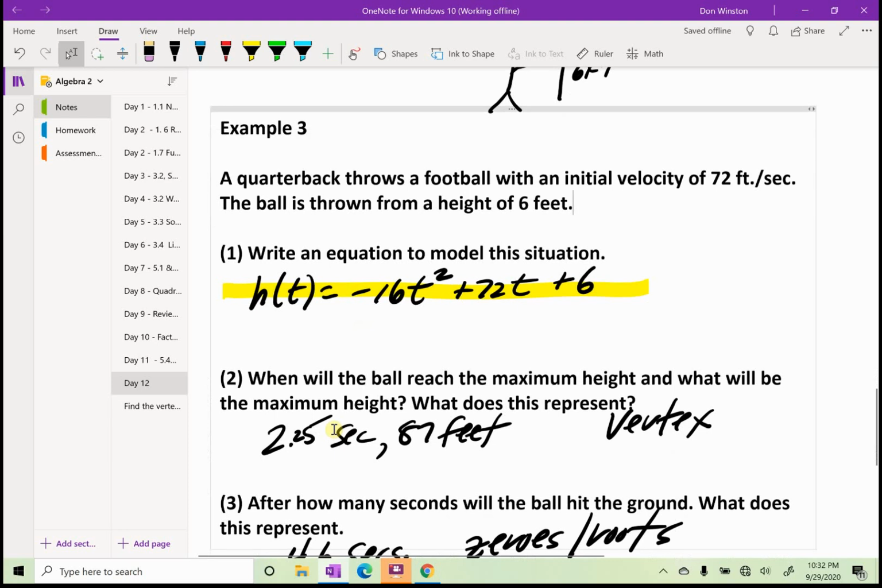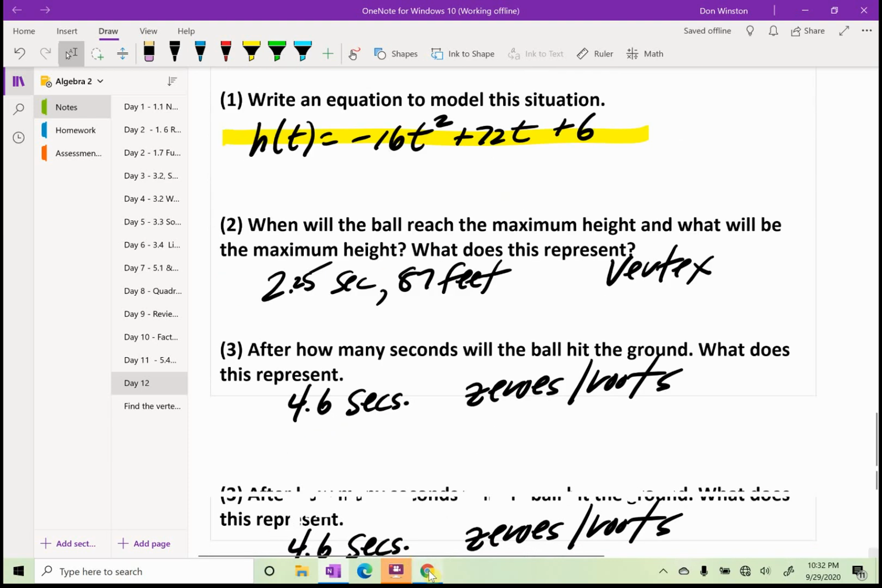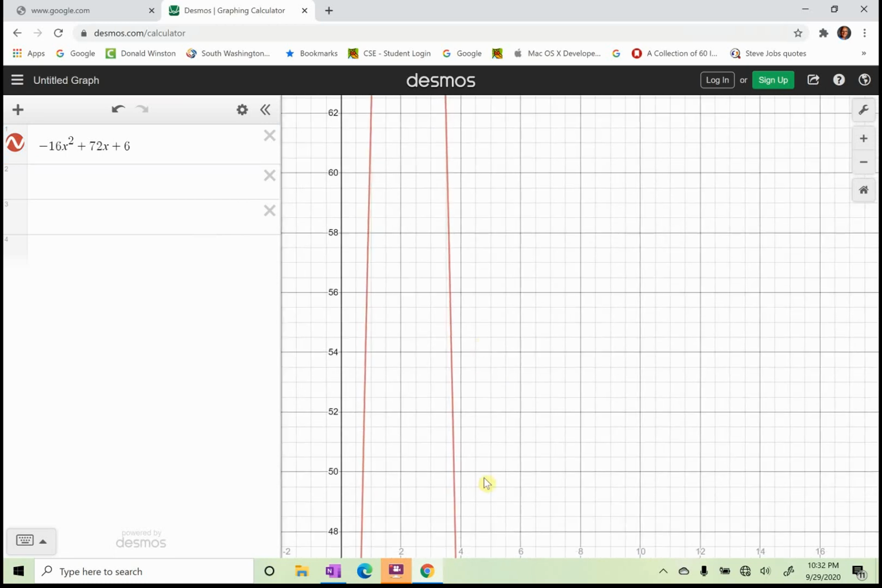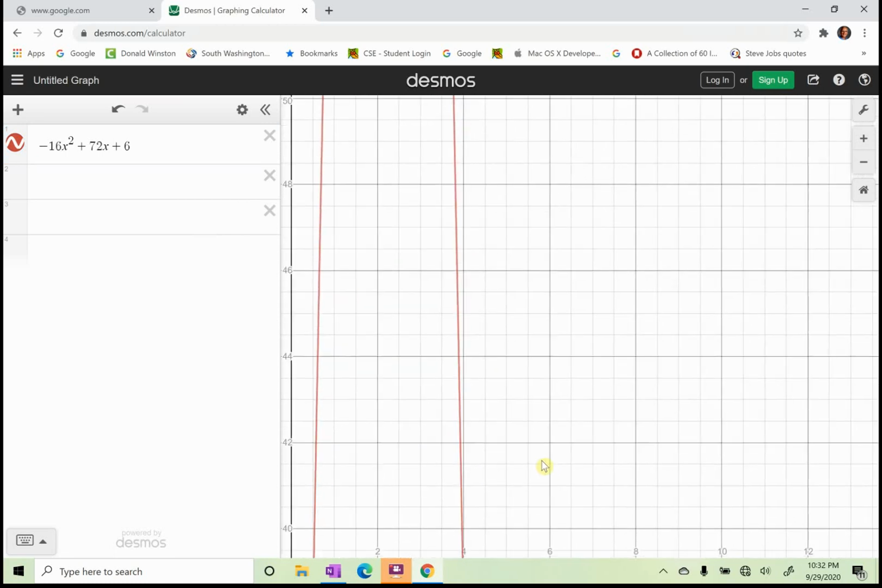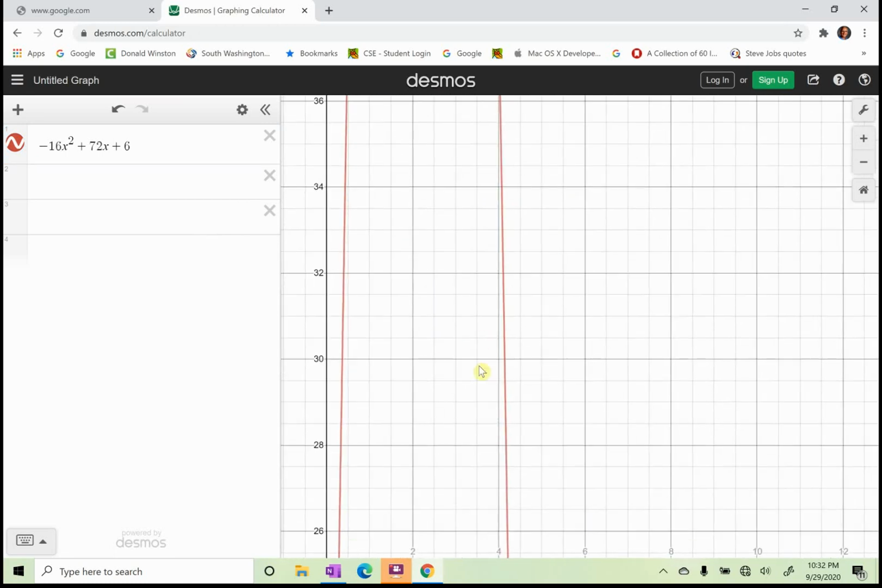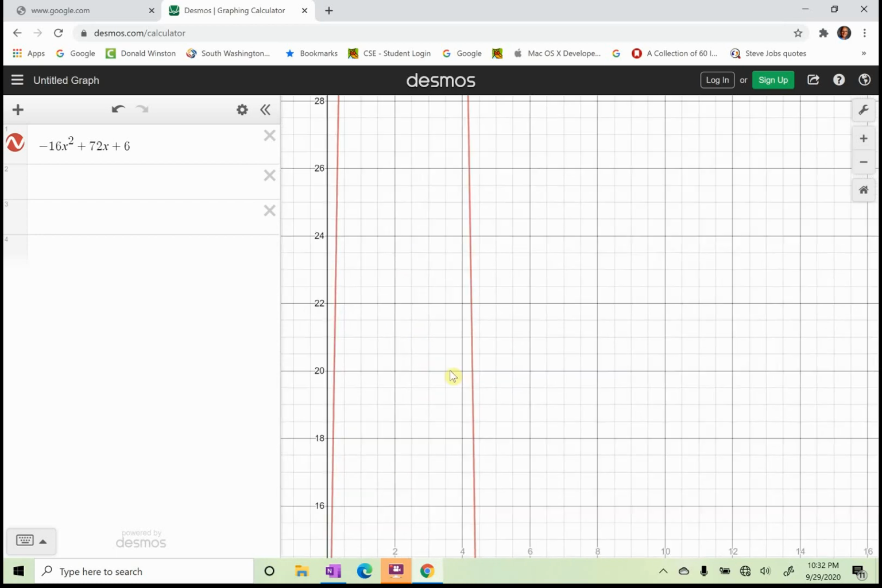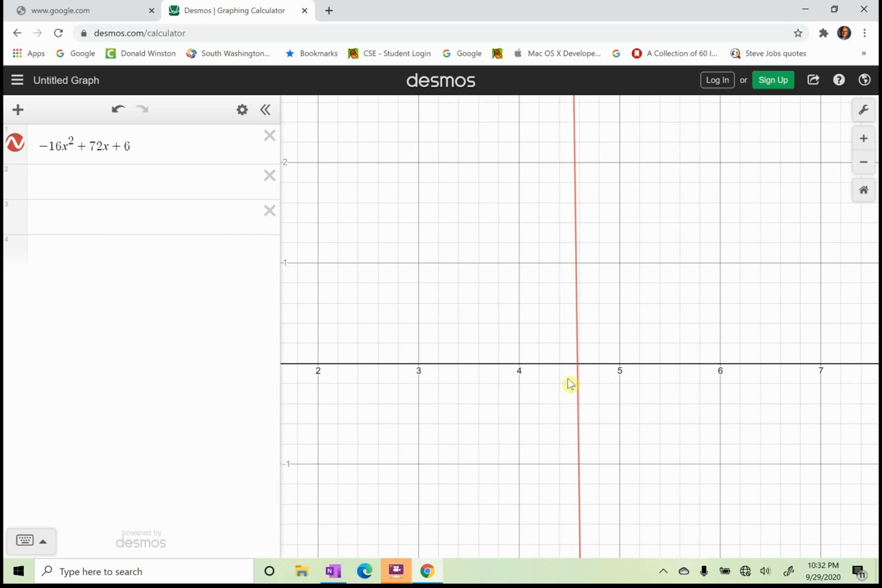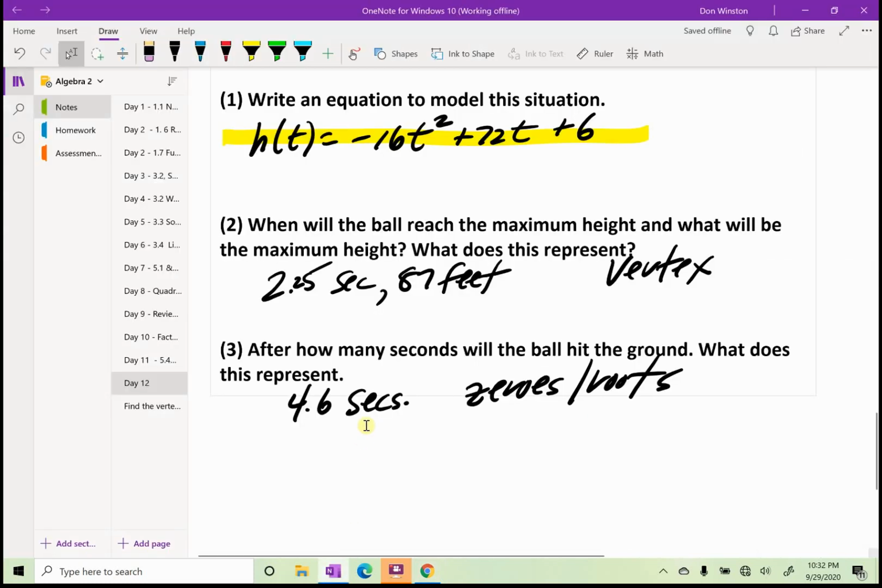After how many seconds will the ball hit the ground? Okay, so again, we have to go here, and keep going, and okay, so there we go. All right, so in 4.6 seconds, the ball will hit the ground. And again, what does that represent? It represents the zeros or roots.